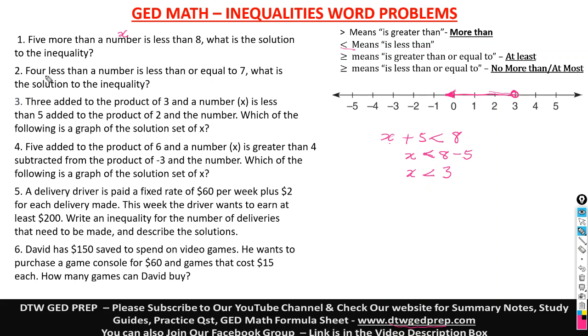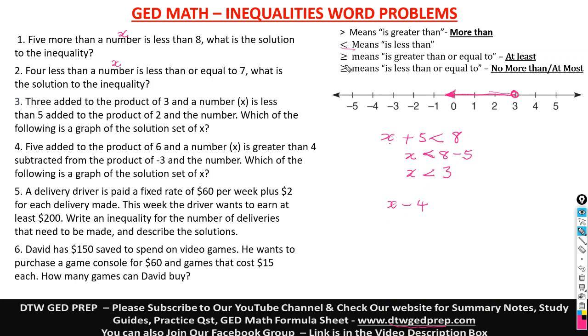Now, number two says 4 less than a number. Okay, let the number be x. So 4 less than that number will be what? x minus 4. That's what this statement means. Then 4 less than a number is less than or equal to 7. So this will be the symbol.